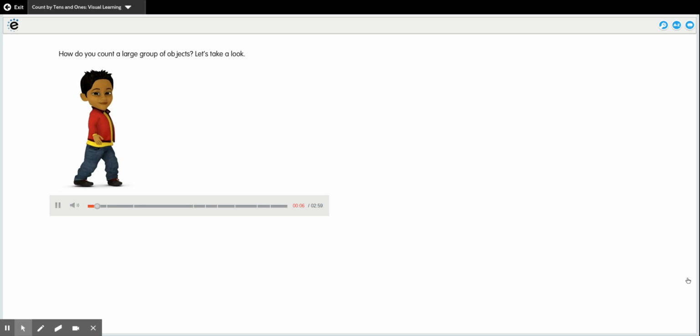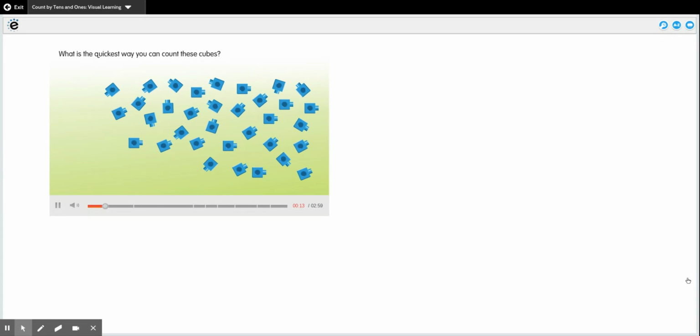How do you count a large group of objects? Let's take a look. What is the quickest way you can count these cubes? Wow, boys and girls, that's a lot of cubes all over the place. How could we find out how many cubes we have? What are some of the ideas that you have? Go ahead and yell them out. Lots of different ways that we could go about counting these cubes.